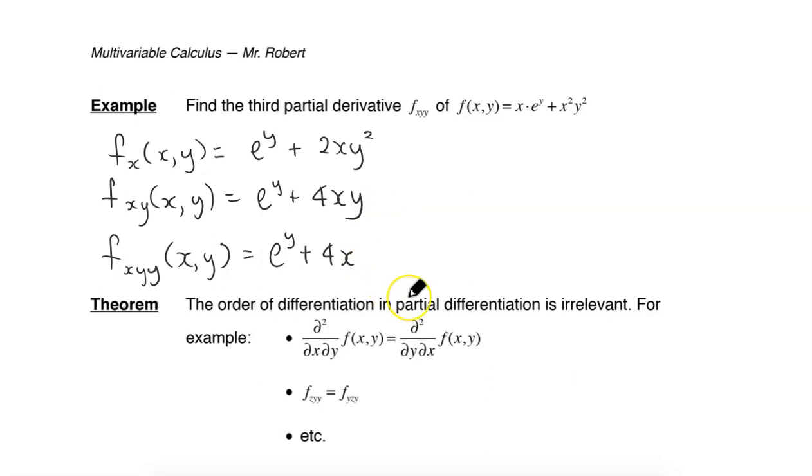So the theorem here is what we just talked about. For partial derivatives, it doesn't matter what order you differentiate in, it will always be the same. So fzyy is the same as fyzy, and so on.